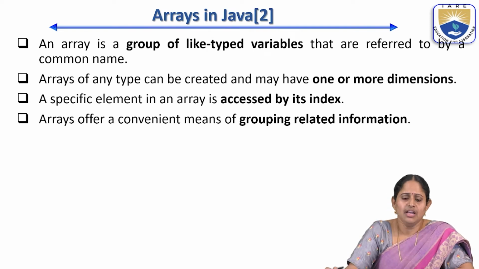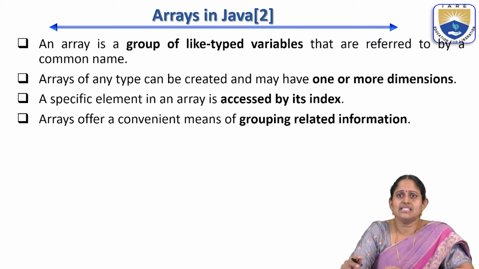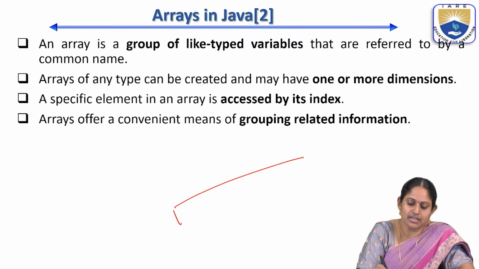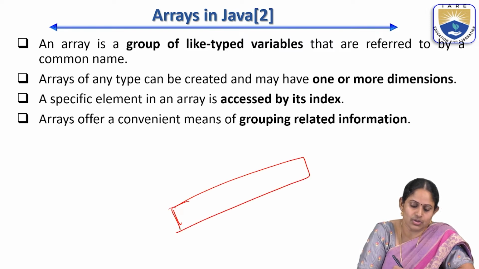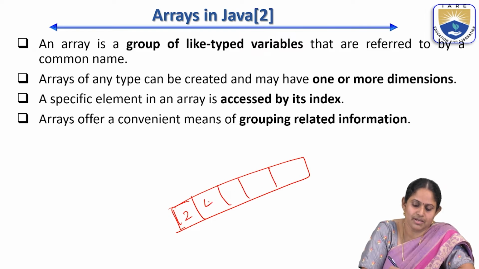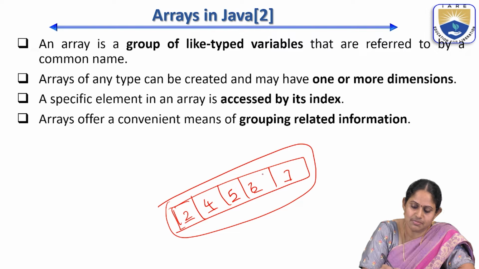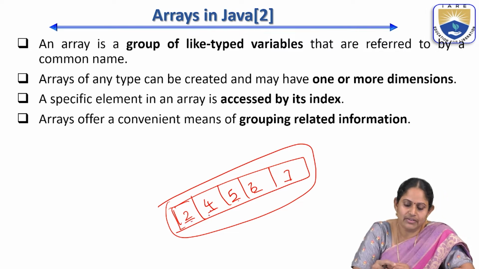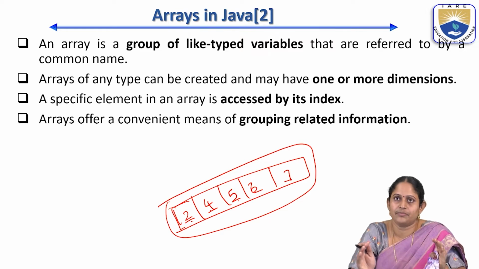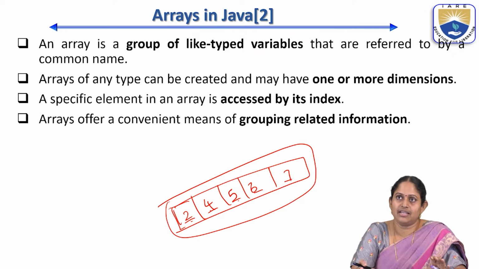Next is arrays. Now what are arrays? Arrays generally store similar type of data. It is contiguous, so it will store data in continuous locations and they will be of the same type. Say for example, this whole thing forms an array. This is a continuous memory location and they are storing values of integer type. So whenever you want to store a group of like type of data, we can use arrays.